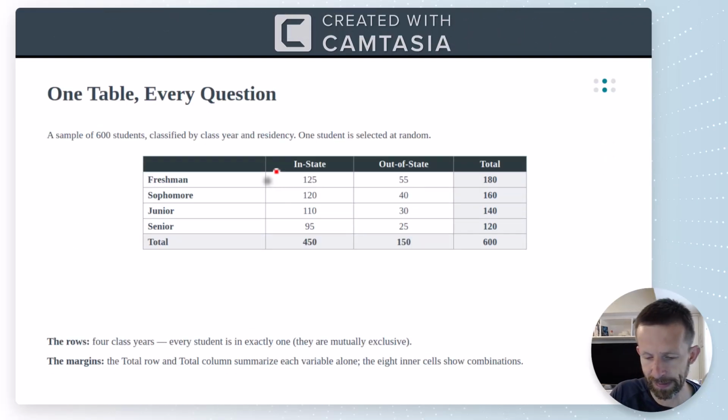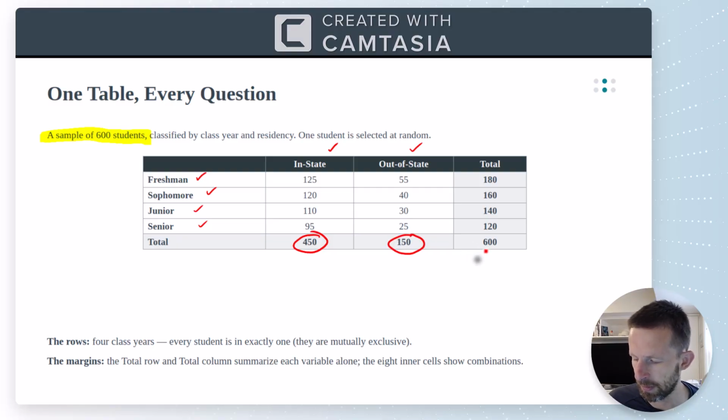So this lesson is going to center around a 2x2 table that has a sample of 600 students. The students are either in-state or out of state, and they're either freshmen, sophomores, juniors, or seniors. So there's 450 in-state students, 150 out-of-state students, so 600 total students broken down into 180 freshmen, 160 sophomores, 140 juniors, and 120 seniors. So the rows are classes and the columns are in-state or out-of-state.